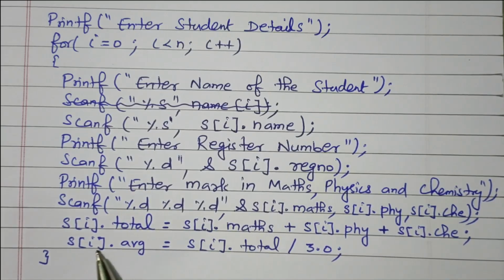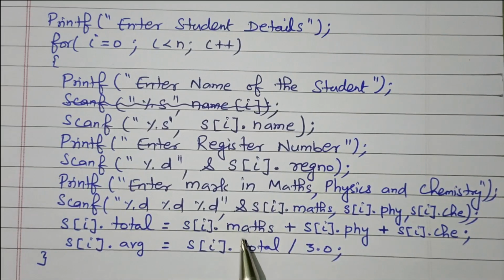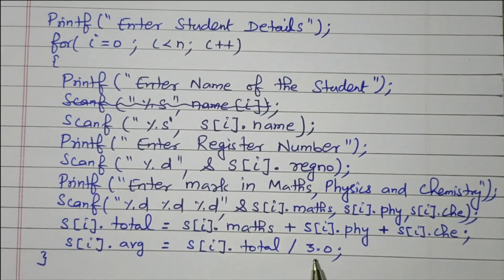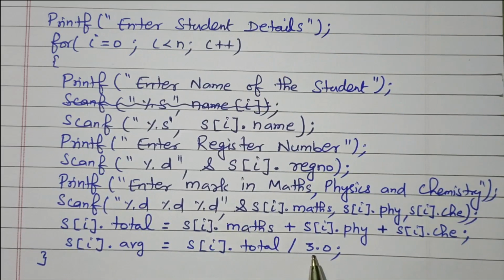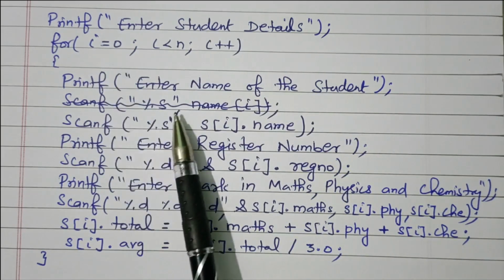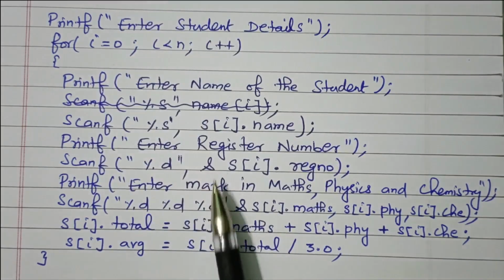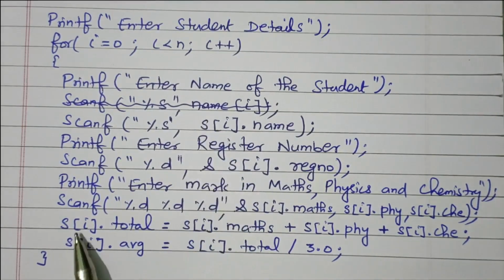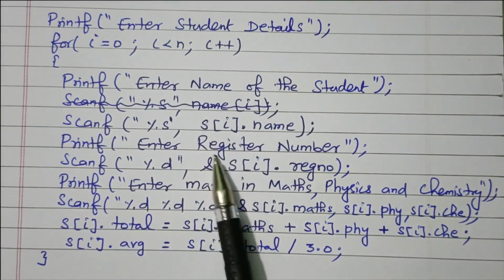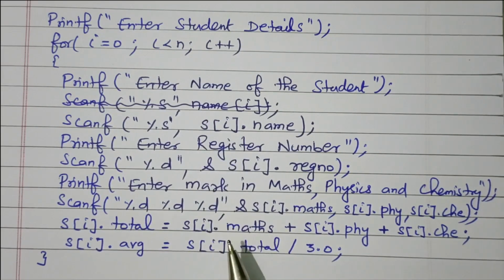What is average? s of i dot average, 3 marks are added, so divided by 3. So this is a floating point type. 3.0 means floating point. The average also may be a fraction, so we are going to divide by 3.0. Right. So initially i equal to 0. So all the data we received from the user and what we calculated, total and average, everything refers to s of 0, that refers to the first student's detail.